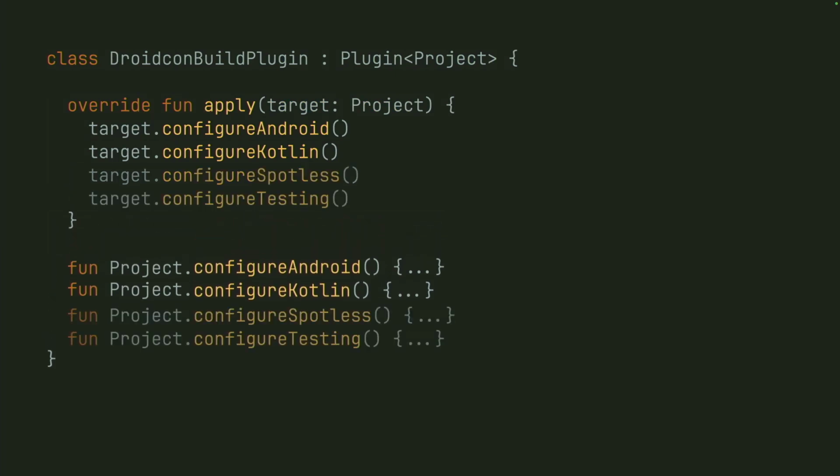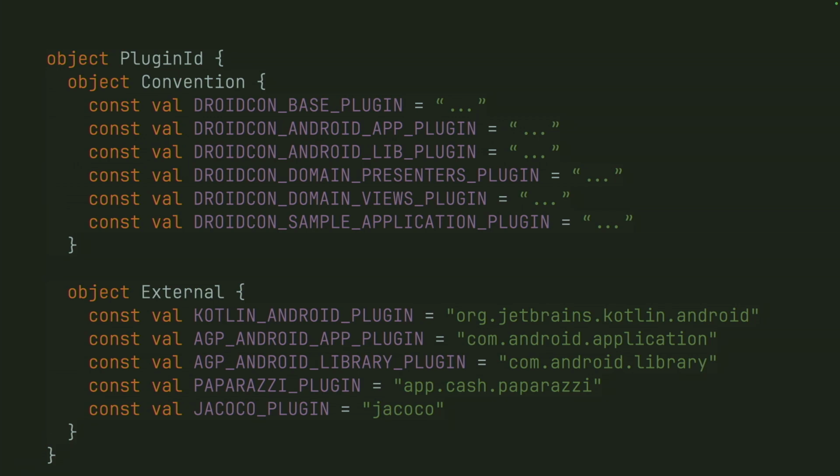As your convention plugin grows, you'll continue to add methods accordingly. If you have a lot of modules in your app, you may consider decomposing your convention plugin into subplugins, each dedicated to a subset of that configuration. So instead of having one convention for all the things, you might have a convention plugin for Android applications and one for Android libraries. But that's still very general.